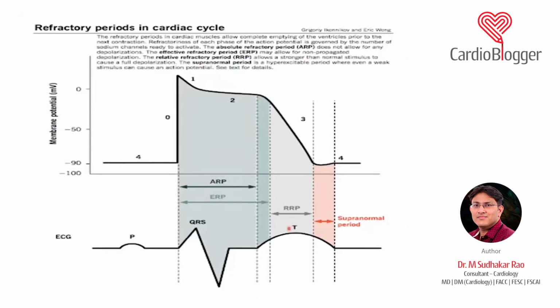So the relative refractory period is the time where a stronger than normal stimulus can cause a depolarization. So only a stronger than normal stimulus can cause a depolarization. And finally, we have the supranormal period, where even a weak stimulus can cause an action potential. All these things are usually related to physiology, and it doesn't have much importance except in relation to the ECGs and electrophysiology.